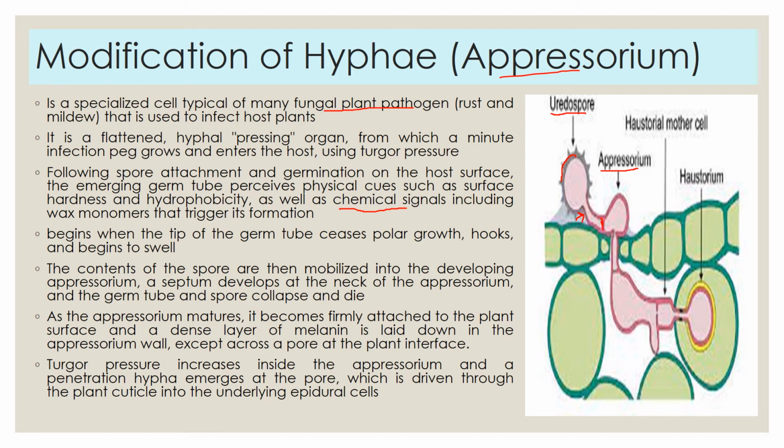So once inside the tissue, the fungal hypha can grow in between the cells, that is intercellular, or it can grow inside the cell, that is intracellular. So this appressorium is basically present in pathogenic fungi and helps in attaching to the surface and also in taking the chemical cues, and appressorium development is succeeded by the development of the penetration peg or infection peg.